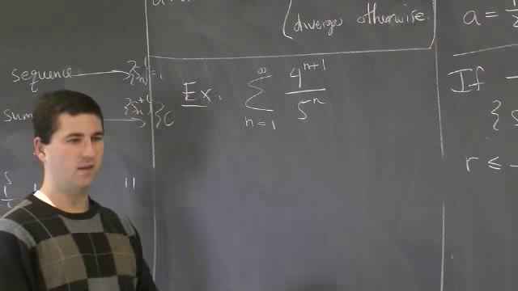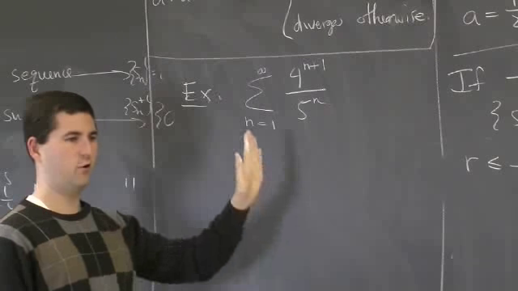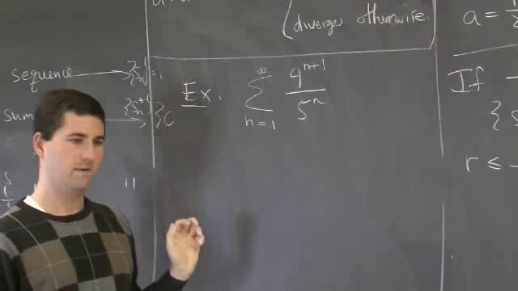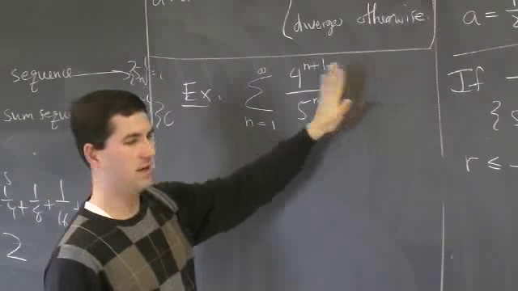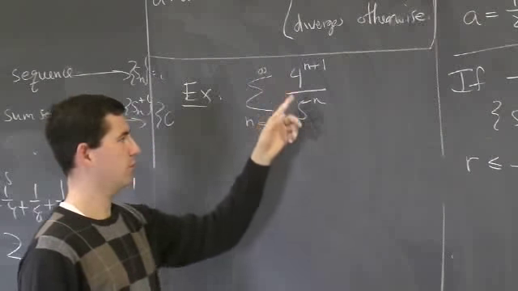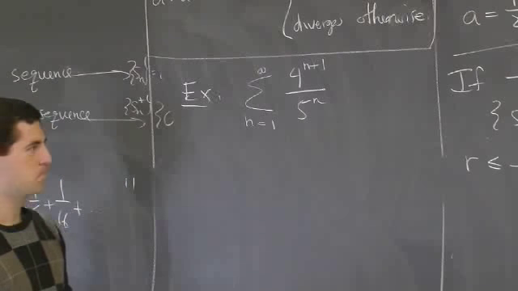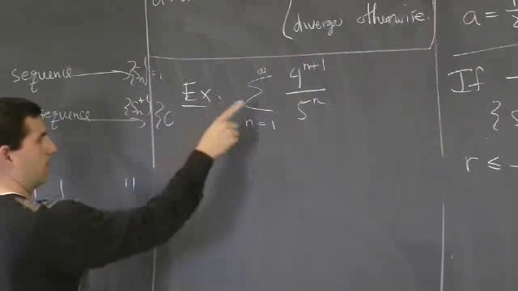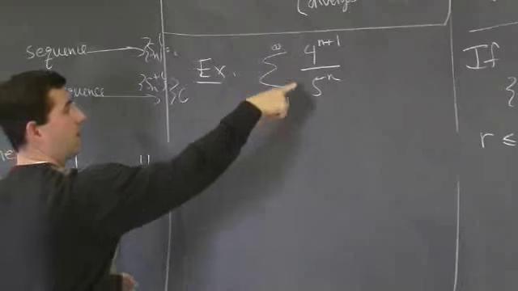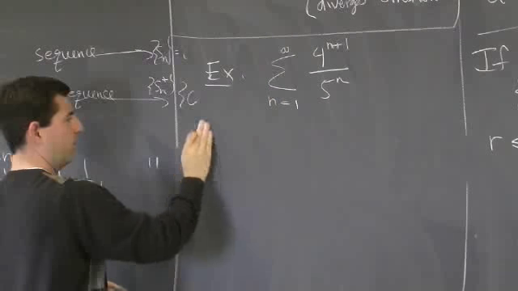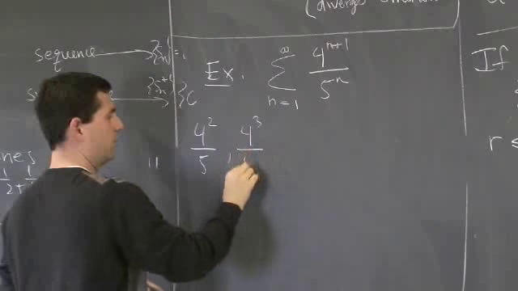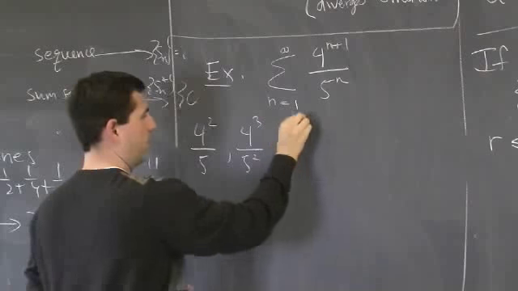Now, I want to write this as a first term and then a ratio. I want to see somehow that I can fit this into our geometric series picture. How do I get between one term and the next in this? What's the ratio of terms? Let's just write out some terms. If I'm just writing the underlying sequence, not the sum sequence, when n is 1, I get 4 squared over 5. The next term is 4 cubed over 5 squared. Then 4 to the 4th over 5 cubed.